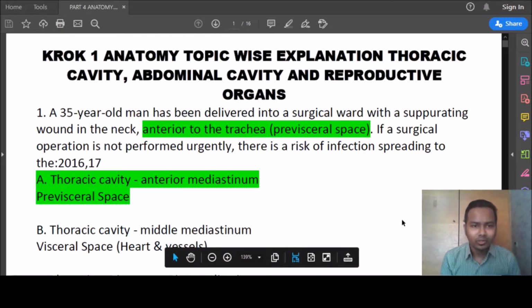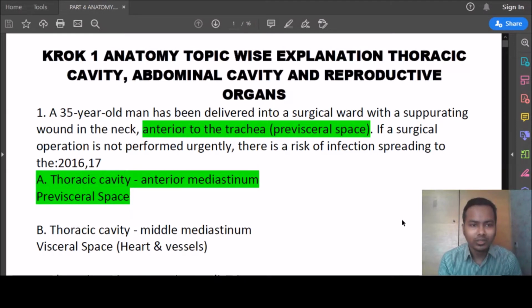So today we are going to see the final part of the anatomy topic-wise explanation. Today we are going to see the thoracic cavity, abdominal cavity, and reproductive organs. This is the last part, which has been repeatedly asked in the Krok 1 examination. So we'll start with the first question.